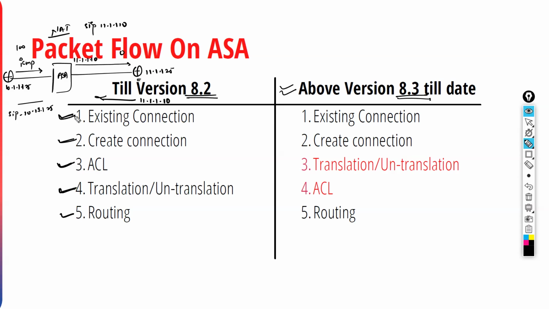The ASA will check, is there any existing connection in the connection table? If there is, then it will forward. If there is not, then it will create the connection. After that, it will check the ACL, whether you have created any ACL.